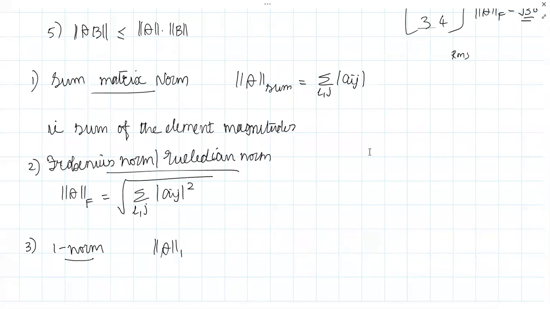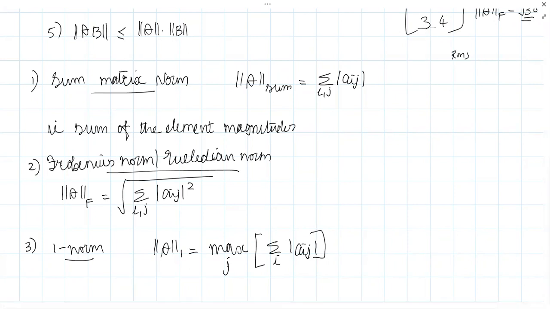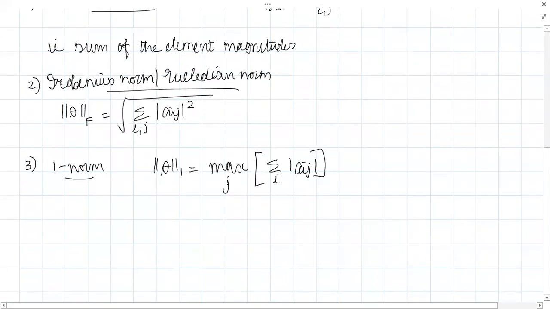What is the one norm? One norm is defined like this: the maximum over j of the sum over i of |Aij|. What is the meaning of this? Any idea? Can someone explain? Maximum of all the elements? Absolute maximum of all the elements? Column sum. Correct. This gives the maximum of the absolute column sum.